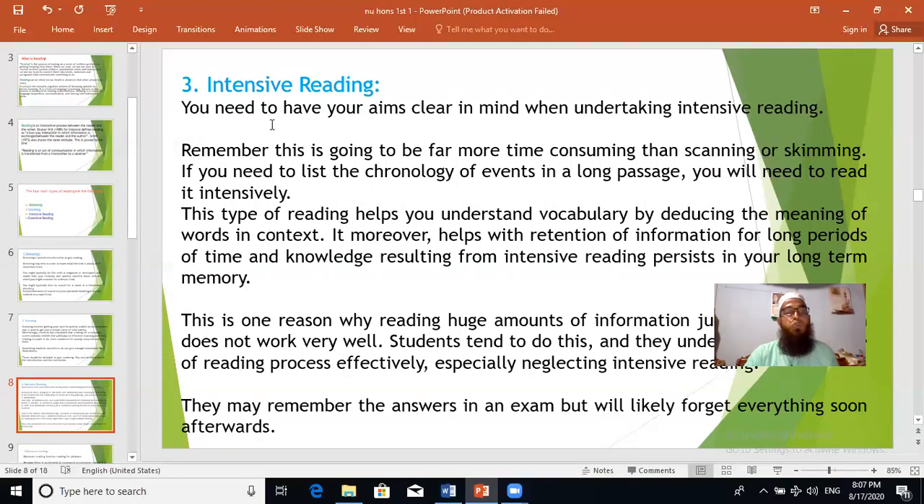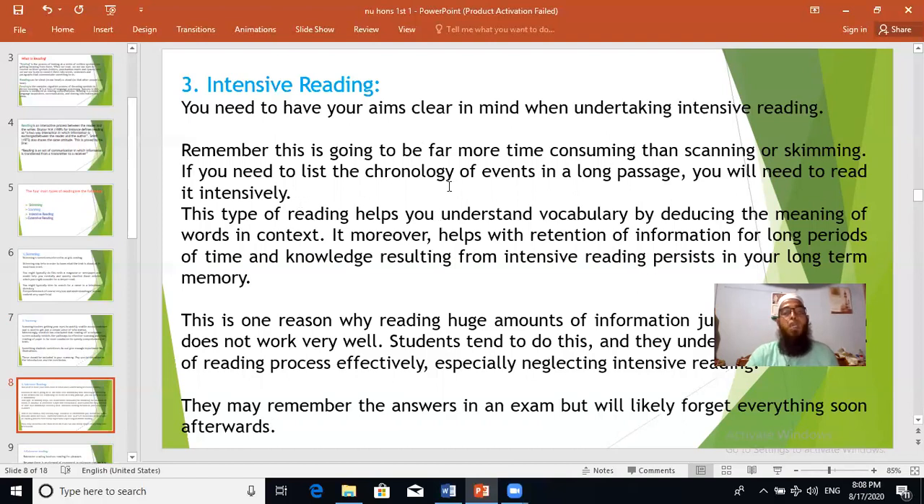You need to have your aims clear in mind, why you are reading a text, why you are reading a story. You should have the aim before undertaking this intensive reading. Remember, this is going to be far more time consuming than scanning or skimming. Of course, when you are going for intensive reading, you are going for every detail. That's why you will need more time than scanning or skimming. If you need to list the chronology of events in a long passage, you will need to read intensively.